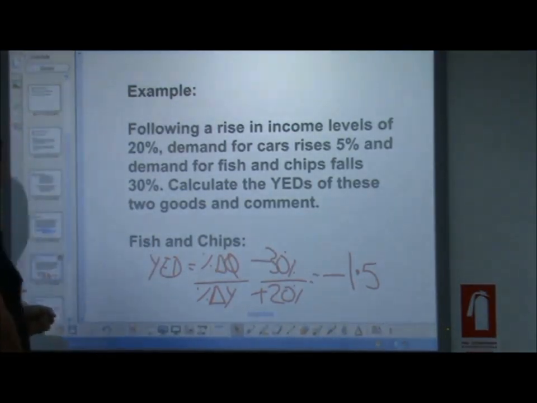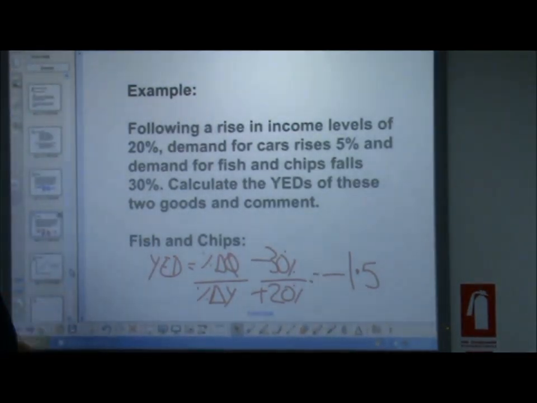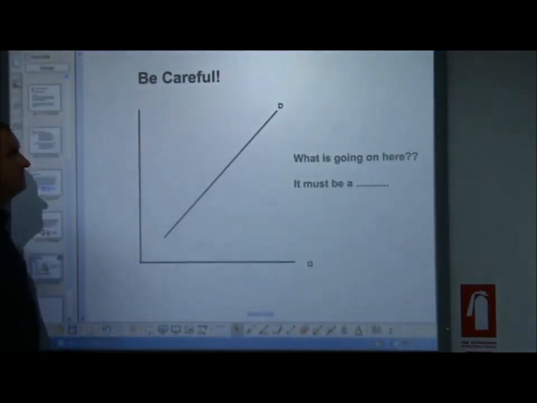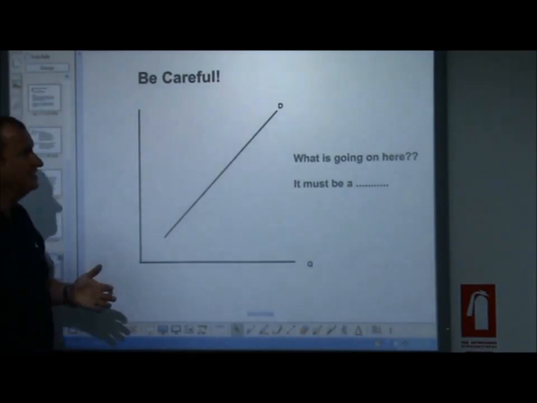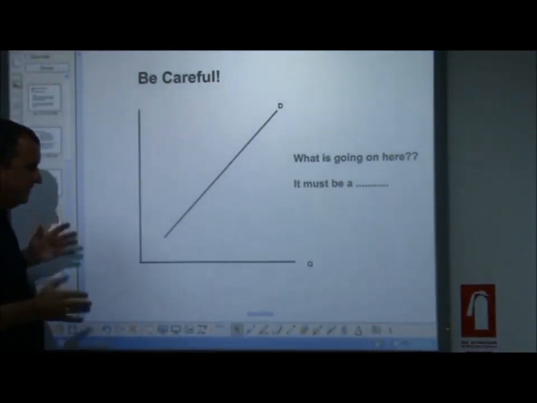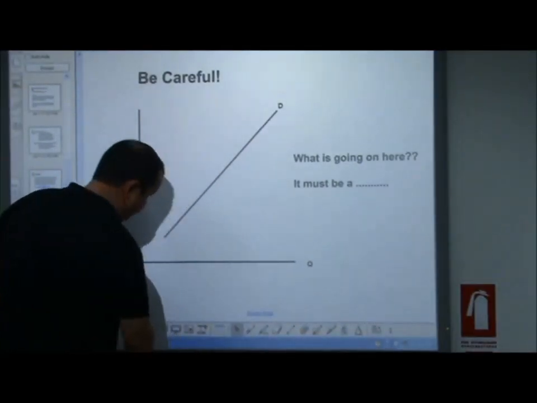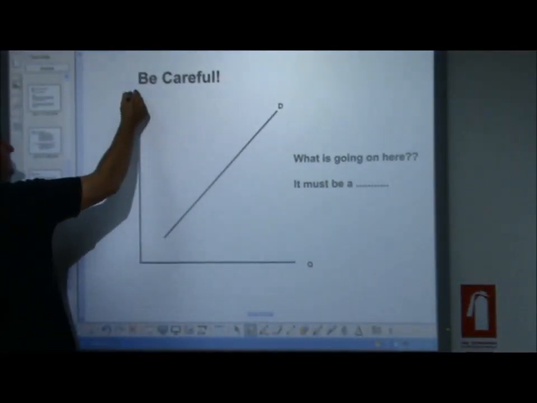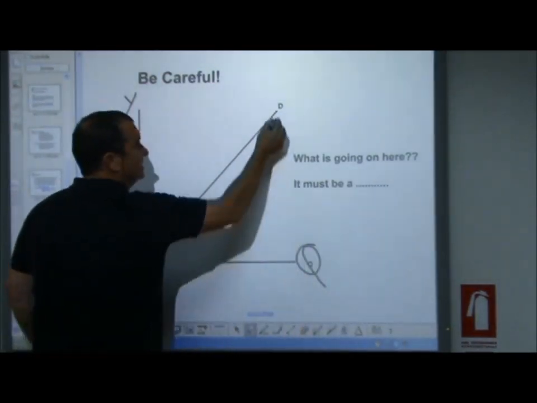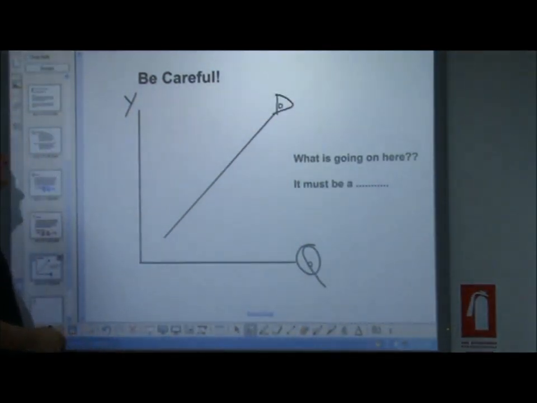Okay? Right, one more thing to tell you about income elasticity of demand. Look at this. Be careful. What is going on here? It must be a what? We've got a very strange, this is an upward sloping demand curve. How can that be? Well, it can be. If I write income here, we've got income, we've got quantity, it's a demand curve sloping upwards.